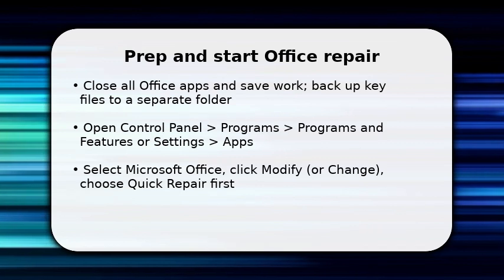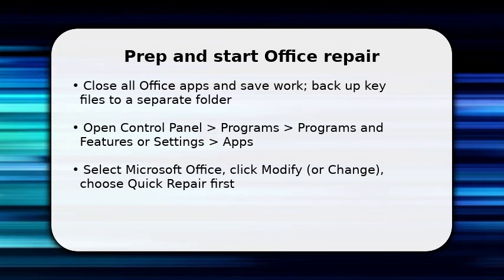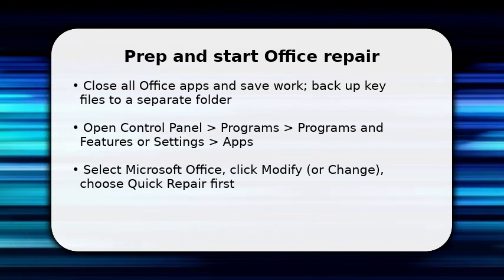Once there, pick Quick Repair first because it fixes common issues fast without reinstalling. While it runs, watch for progress and note any error codes shown. If Quick Repair reports success, restart Windows and test Word or Excel to confirm corruption is gone.